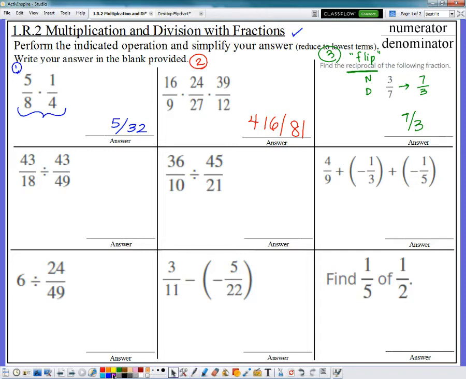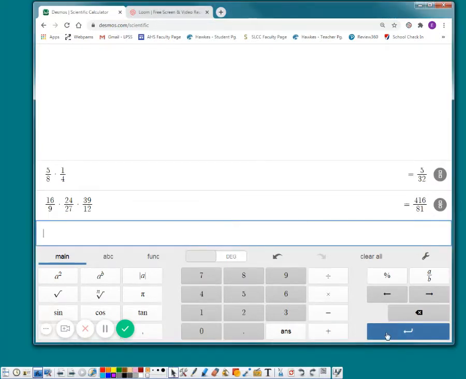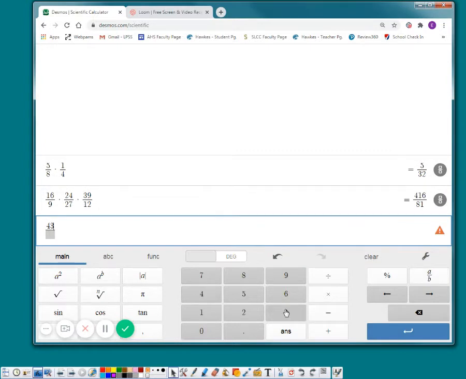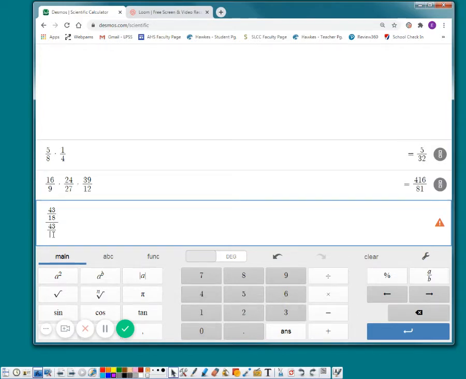And now we're going to move on to number 4, right over here. So number 4, we're changing. Here we're not multiplying, but here we are dividing. We have 43/18 divided by 43/49. So we're going to type it into Desmos just like you see it. So we have fraction 43/18 divided by 43/49. Now, some of y'all are probably looking at the screen thinking, well, that does look different, and you are correct.